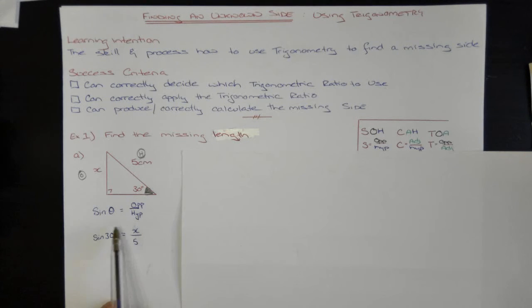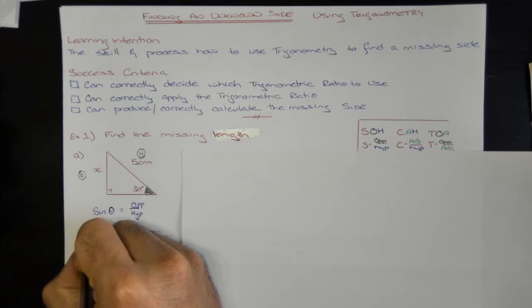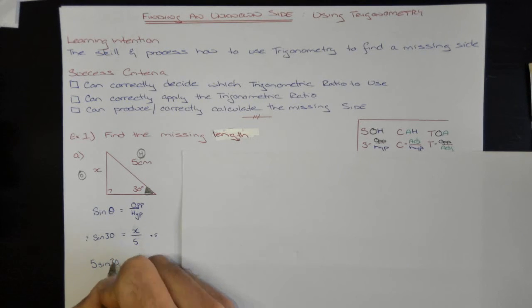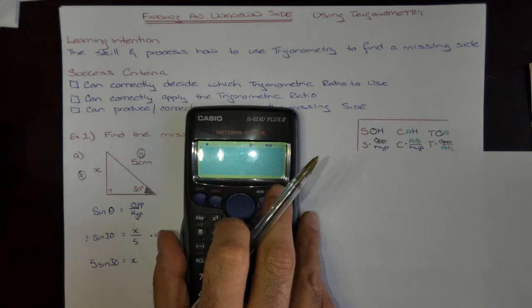Using our algebraic skills, we can get rid of this divide by 5 by multiplying both sides by 5. If I times this by 5 and times that by 5, I'll get 5 sine 30 equals X. Now this is a number which I can use my calculator to produce the solution.